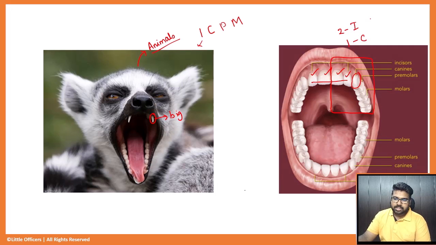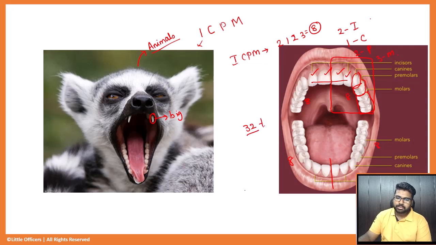Then molars. These portions are called premolars, and then these portions are called molars. So now we have 2 premolars and 3 molars. Okay. So ICPM is the dental formula, and in case of humans it is 2 1 2 3. Count, add, and this will come to 8. So that means in this quarter 8 teeth are there, in this quarter 8, in this quarter 8, and in this quarter 8. Altogether 32 teeth are there in humans. This is what we get to know.